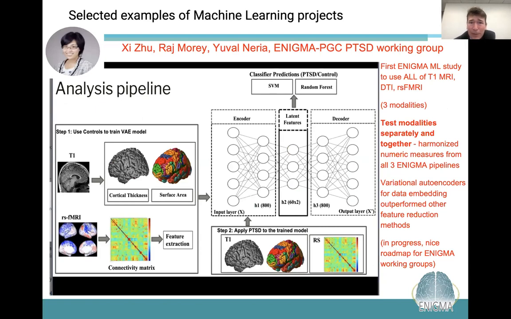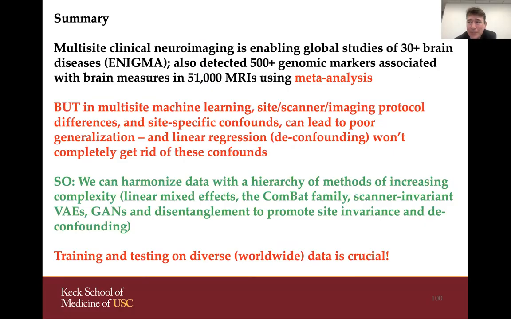Xiaojie Zhu, Raj Morey, and Yuval Neria classified PTSD based on MRI diffusion data and resting state data, all distilled with harmonized protocols. And they also find that VAEs, variational autoencoders, are very, very good at embedding this data in a way to produce stable and robust predictors.